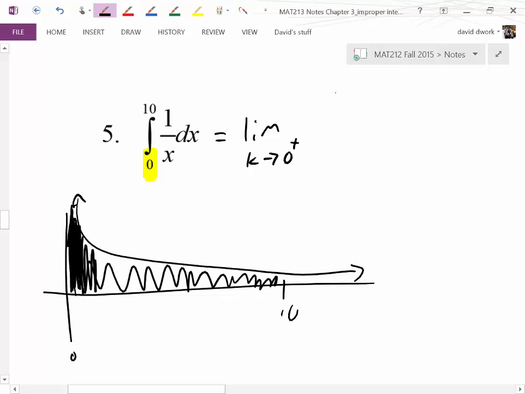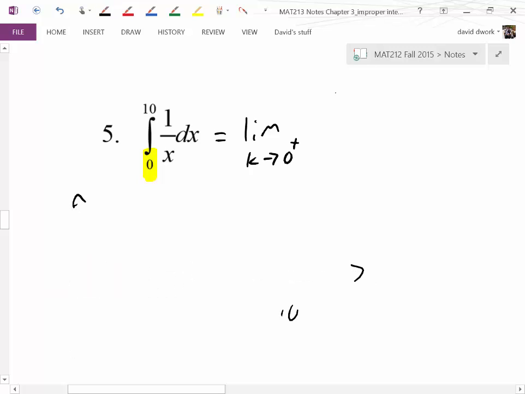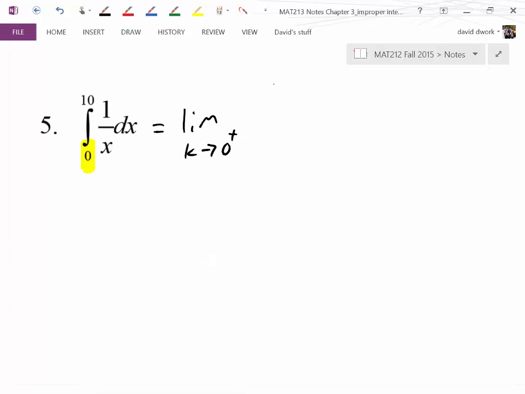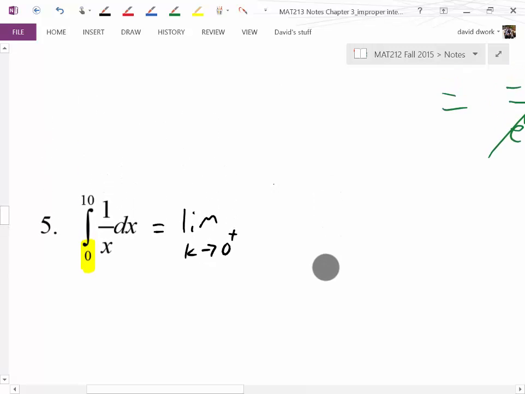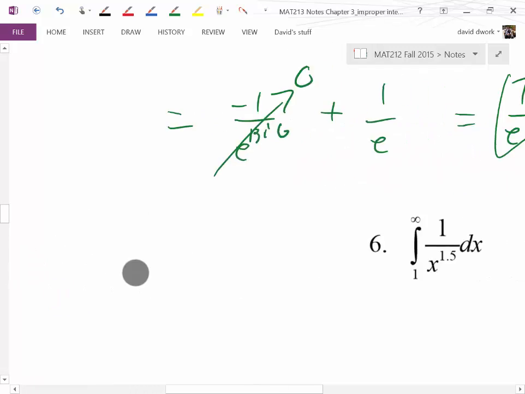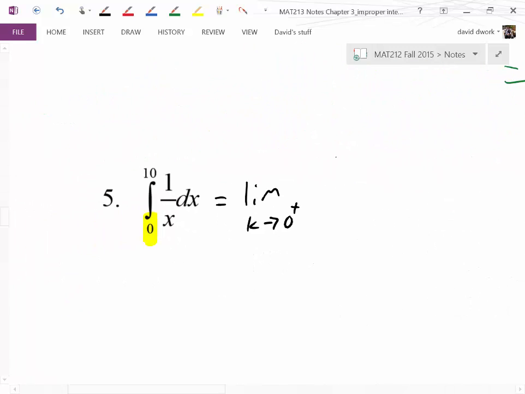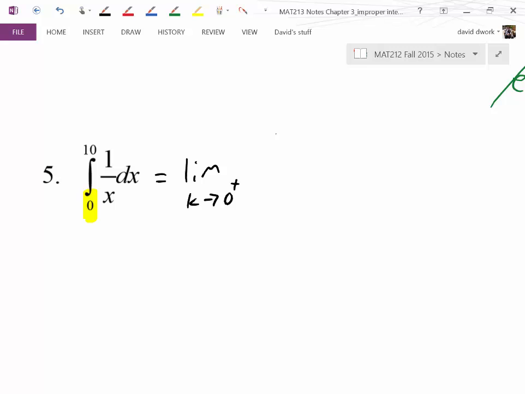And that understanding right there, understanding our interval going from 0 to 10 includes 0, but only from the right hand side, left hand side doesn't matter, is what makes this problem possible to be done. It may be divergent. It may not converge. It may diverge, but it still can be done. So here we go. We're going to do the limit as k approaches 0 from the right of the integral from k to 10 of 1 over x dx.